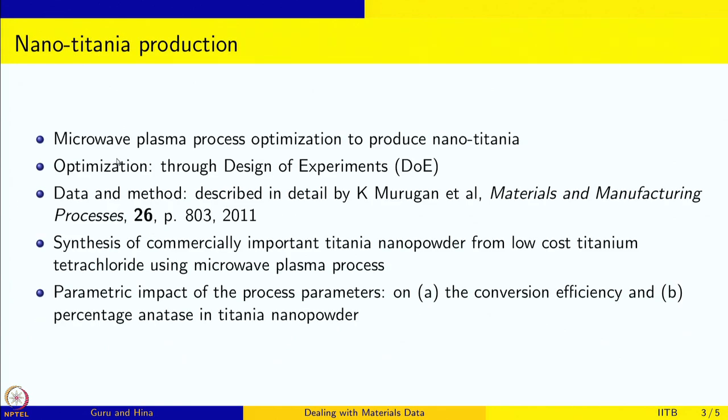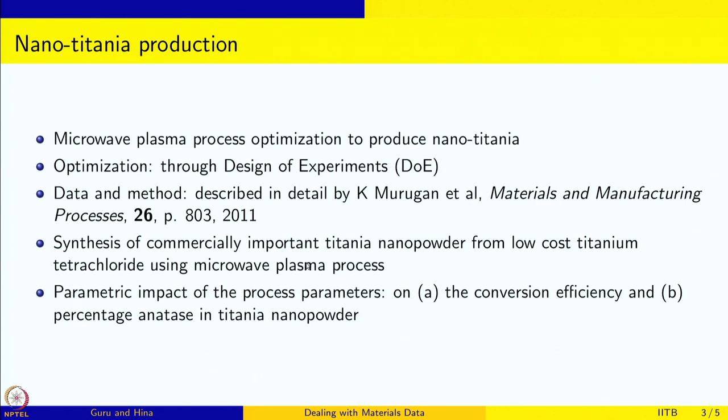We are going to use this microwave plasma process optimization to produce nanotitania as the example case to understand design of experiments. Here the optimization is done through the design of experiments. The data and the method are described in detail in the paper by K. Murugan et al., Materials and Manufacturing Processes, published in 2011. This paper is about synthesis of commercially important titanium nanopowder from low cost titanium tetrachloride using microwave plasma process.